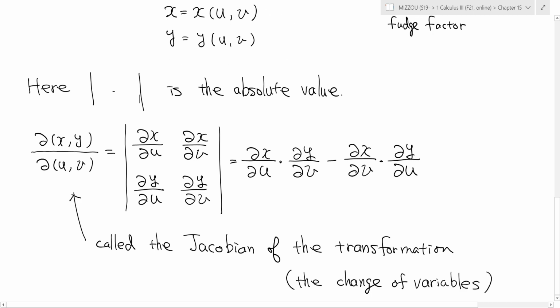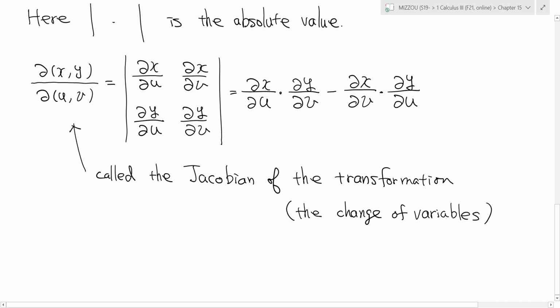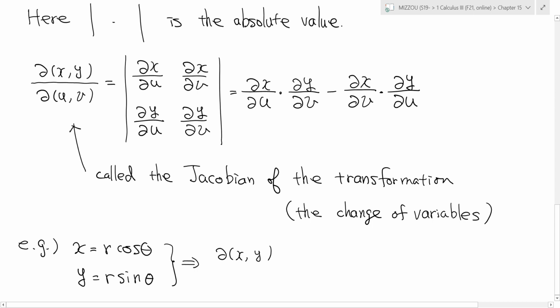If you make this change of variable, for example, the polar coordinates, x is equal to r cosine theta, y is equal to r sine theta. So instead of u and v, we have r and theta, but it doesn't matter. And then from those, the Jacobian is, in this case, partial (x, y) over partial (r, theta).